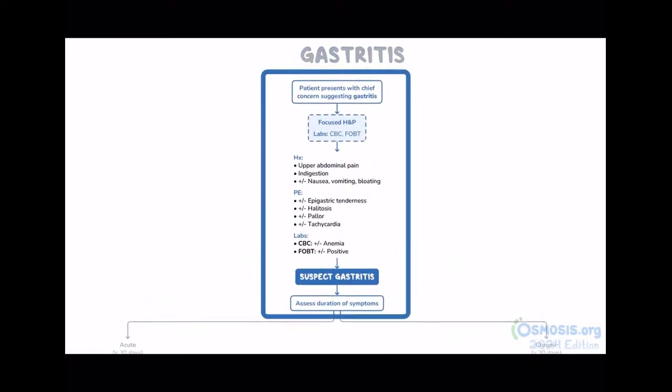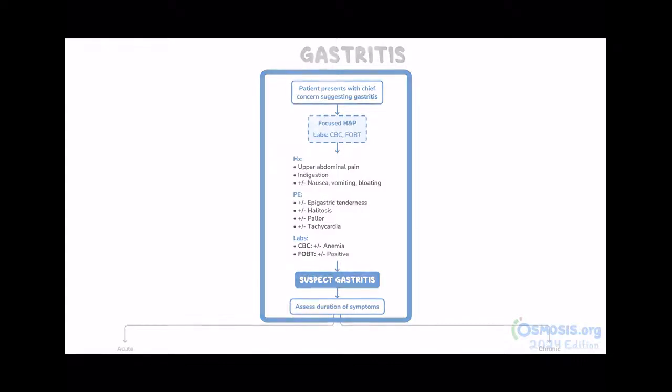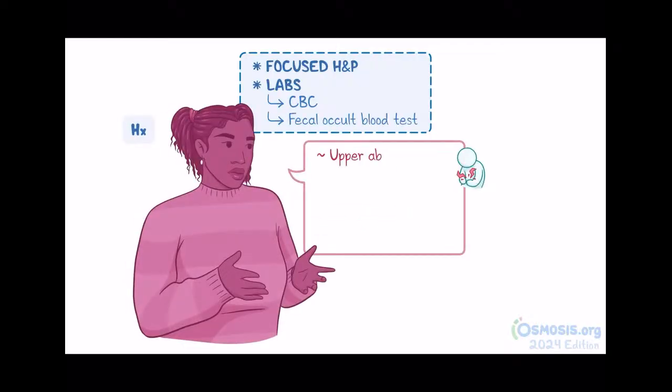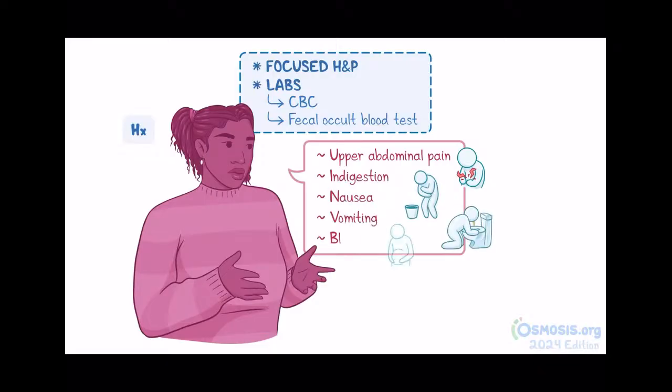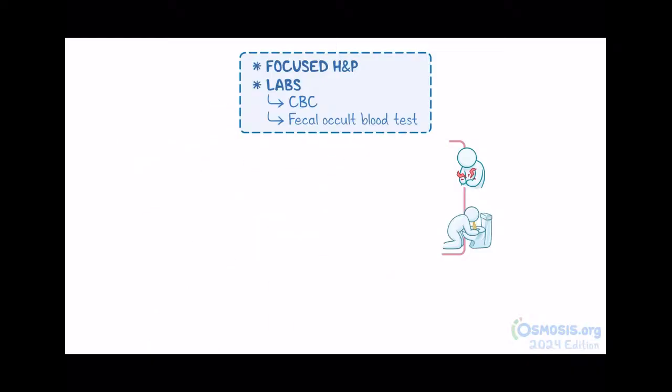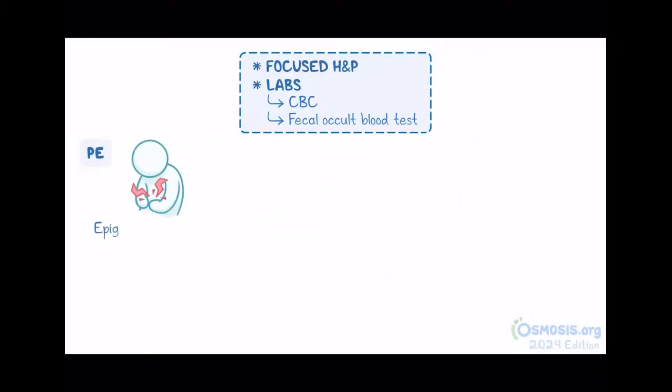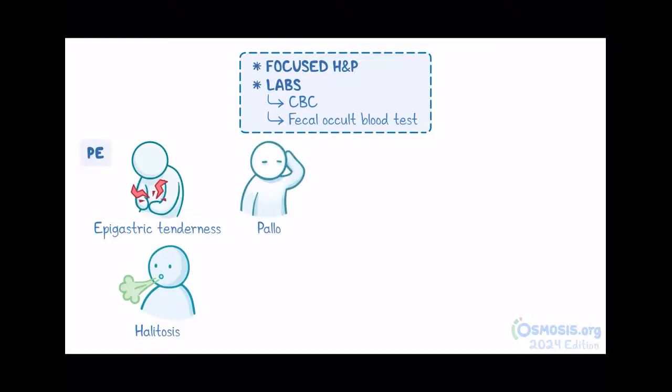Now, if a patient presents with chief concerns suggesting gastritis, first obtain a focused history and physical exam, as well as labs, including CBC and fecal occult blood test. These patients will report upper abdominal pain, indigestion, and, in some cases, symptoms like nausea, vomiting, and bloating. The physical exam may reveal epigastric tenderness and halitosis, as well as signs of pallor and tachycardia.